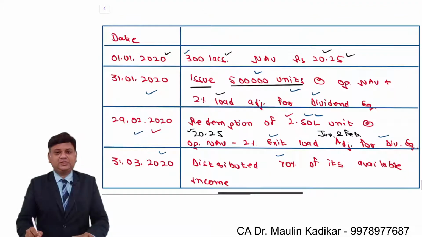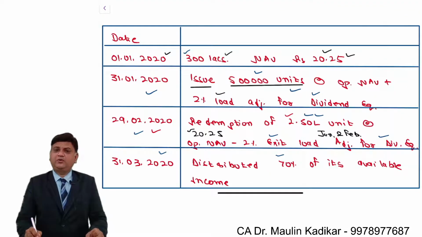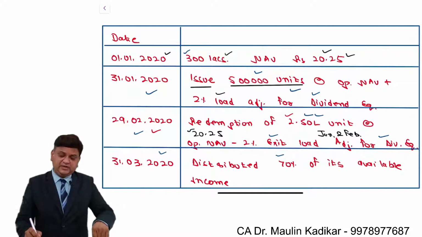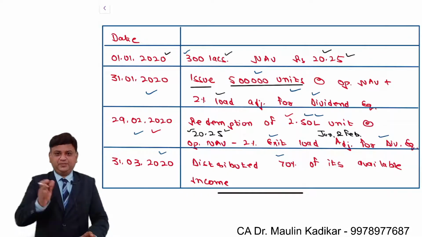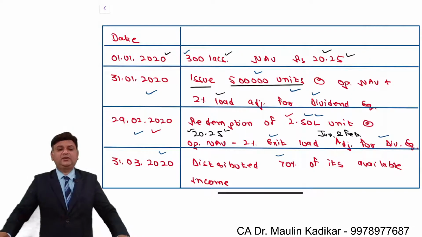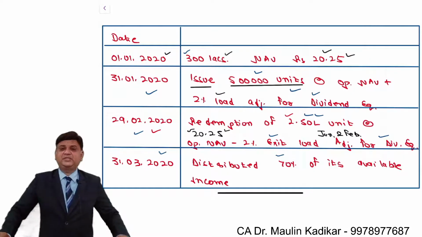Why? Because over here the NAV is taken as on 1st of January. Again, you may have a question that, sir, can we take the opening NAV on 1st of February? Then I would like to reply that I am going with the institute suggested answer, wherein they have interpreted this opening NAV as the NAV on 1st of January. So please write in your chat box what must be the redemption price of the unit on 29th of February 2020.